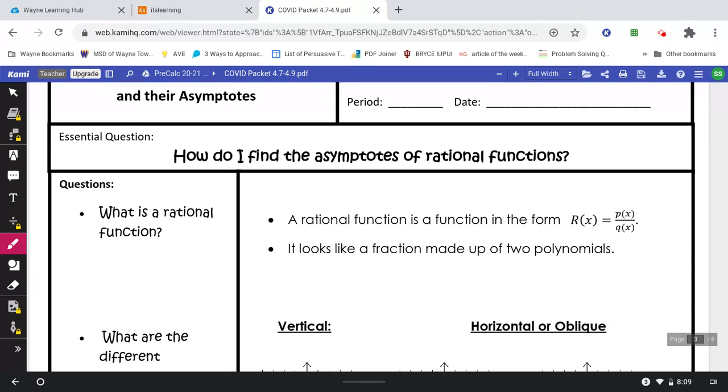It is just two polynomials set one on top of the other, so it looks like a fraction. For an example, I'm just making these numbers up. You could have r of x equals, and oftentimes they'll use r for rational. So you just have a polynomial at the top and a polynomial at the bottom.